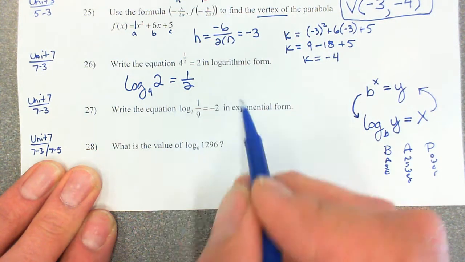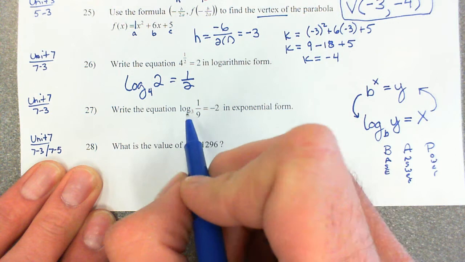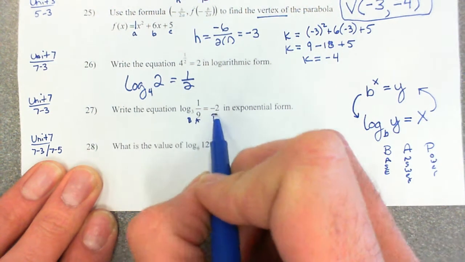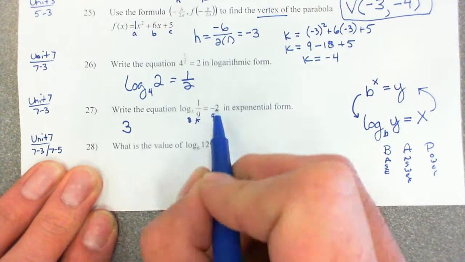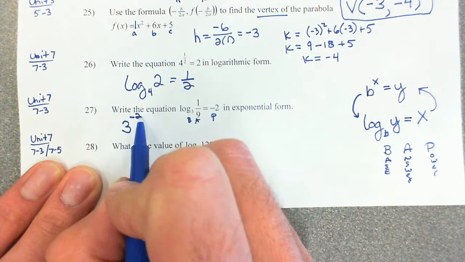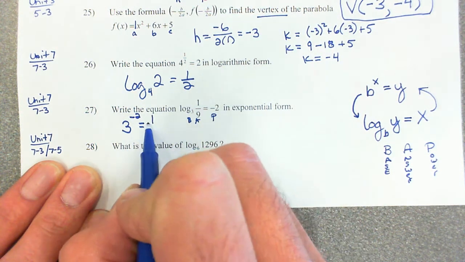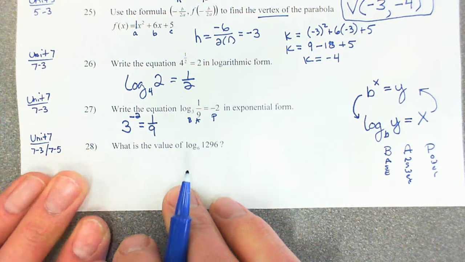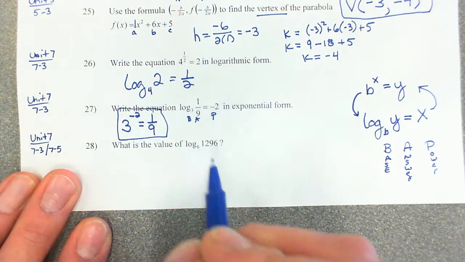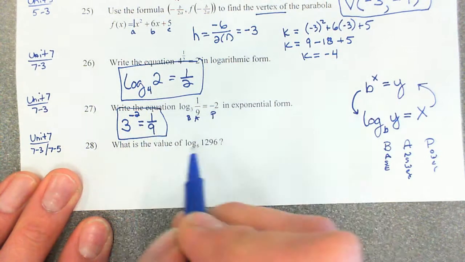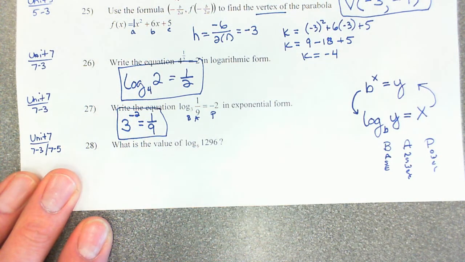Now this question, we want to go the other way. So again, this is base, answer, power. So your base is 3 to the power of -2 equals your answer, which is 1/9. Okay? So there's your answer there. So this is just going back and forth between the two forms.